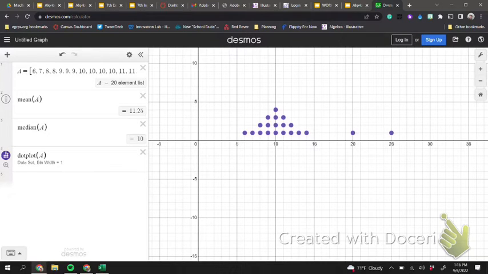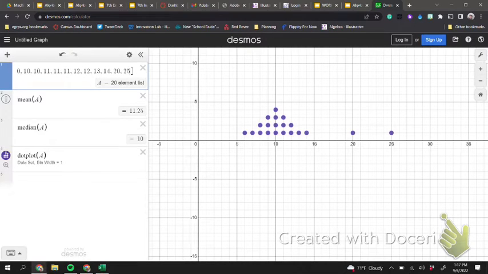Instead of 10 and 10, my mean is now 11.25, higher. What happened to my median though? It stayed the same. So what I want you to ask yourself, just internally right now, is which one seems like the better measure of middle at this point? 10 or 11.25? Before we had a bell shape, now we're skewed. Okay? So I'm going to take those off now.